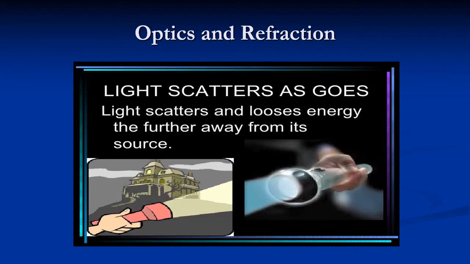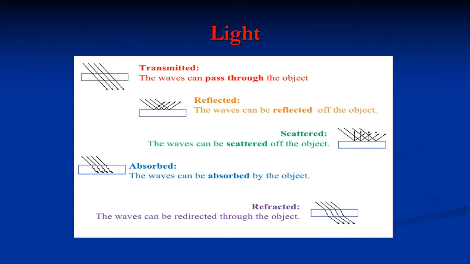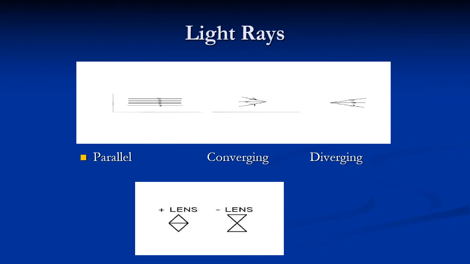Light scatters as it goes. So when you throw a light, it starts scattering and it loses energy the further away from its source. What are the properties of light? You know that light is transmitted, reflected, scattered, absorbed, and refracted. So when there is a reflection, the light is in the same medium. When the light is refracted, it travels from one medium to another medium. Light rays are parallel, converging, or diverging.